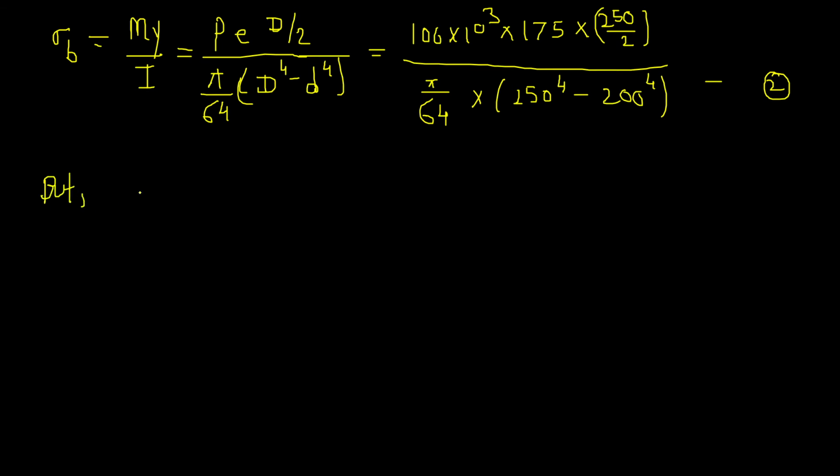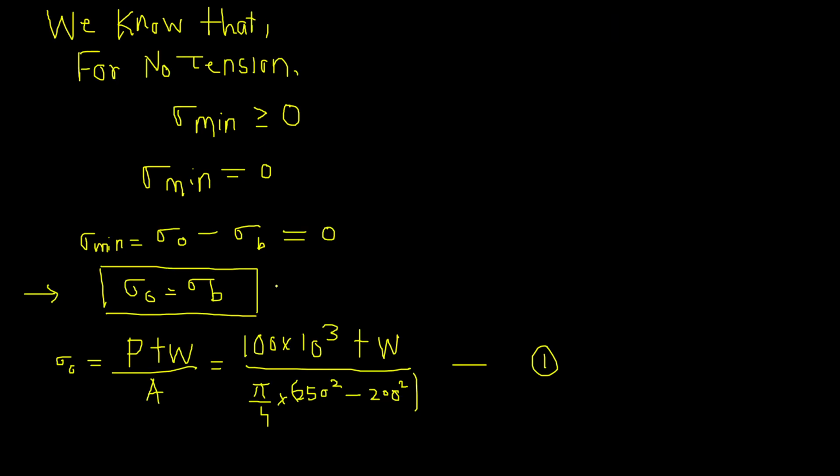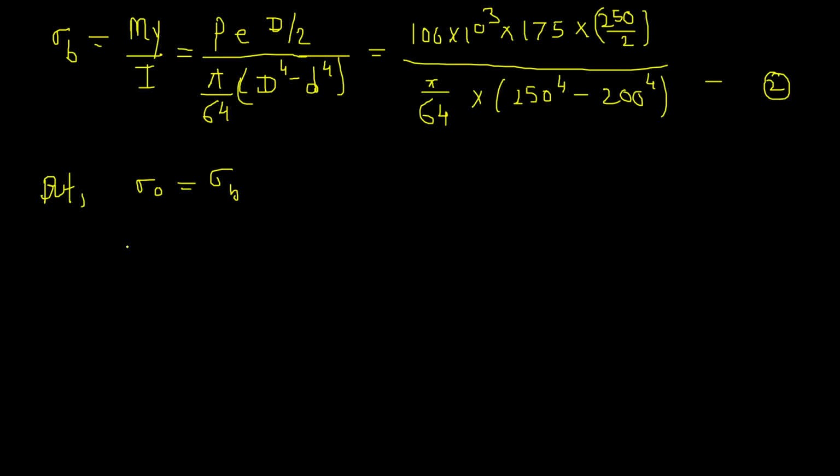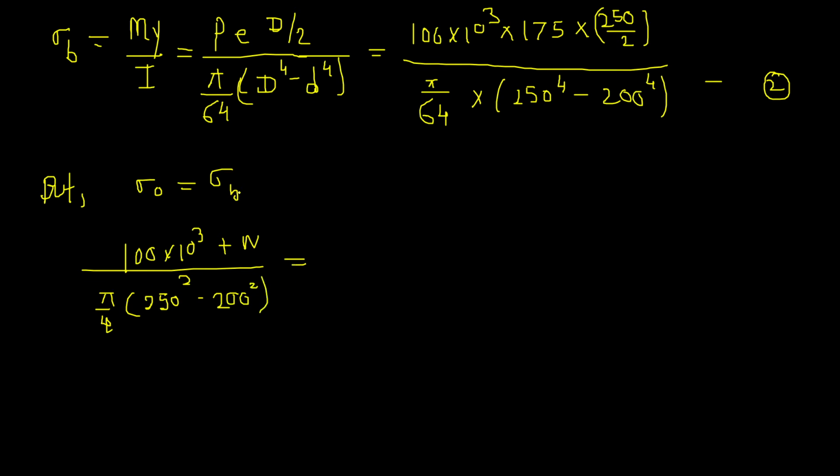But we know that sigma 0 is equal to sigma b. आपण हे no tension condition वरून घेतला ना, sigma 0 is equal to sigma b. Hence sigma 0 ची value टाकायची, 100 into 10 to the power 3 plus W divided by pi by 4 into 250 square, outer area minus inner area. This is equal to sigma b.